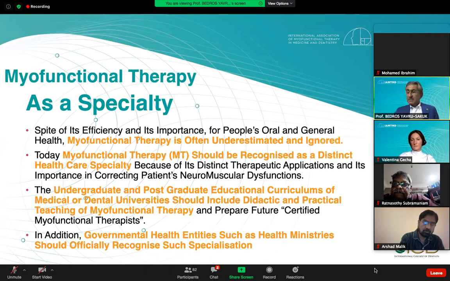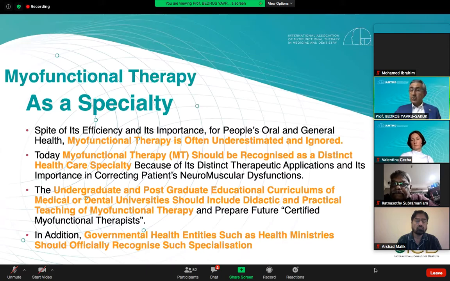As you can see, myofunctional therapy has utmost importance in the general health, well-being, and quality of life of people. However, as I mentioned, unfortunately, myofunctional treatment has often been underestimated and ignored. Today, myofunctional therapy should be recognized as a distinct healthcare specialty because of its application in distinct therapeutic ways and its importance in medicine and dentistry.